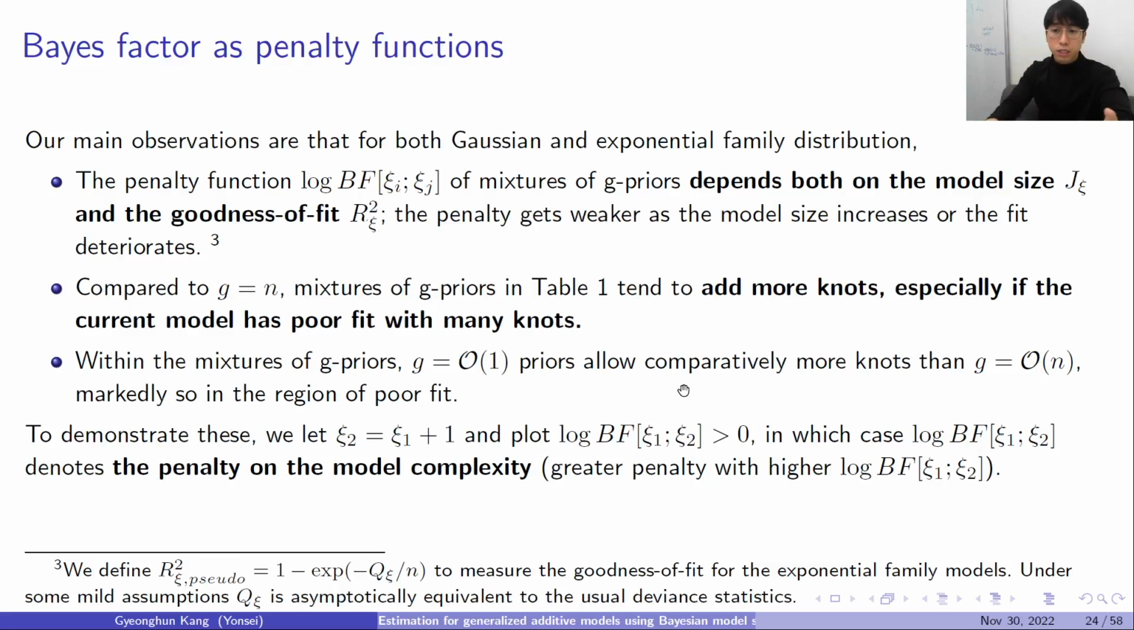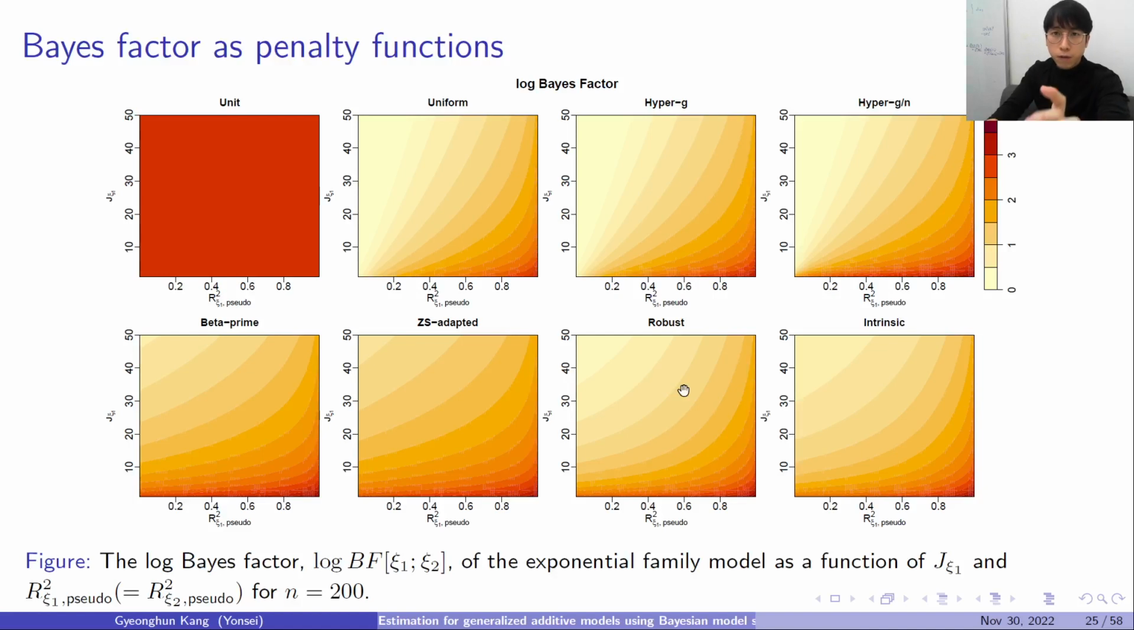Let's see how we have come up with these observations. So this is the plot of the Bayes factor. I said the Bayes factor depends on model evidence, on the complexity, the number of variables in the model, and also the fit of the model. If you see, the thicker color indicates the higher penalty. The unit information prior has the highest degree of penalty, and it does not depend on the size or the fit. But for the GO1 priors, in the region of poor fit, there's literally no change in the penalty. The penalty is so low here.